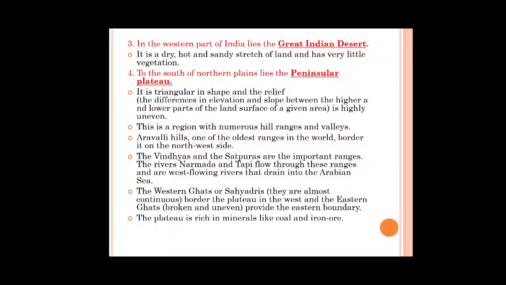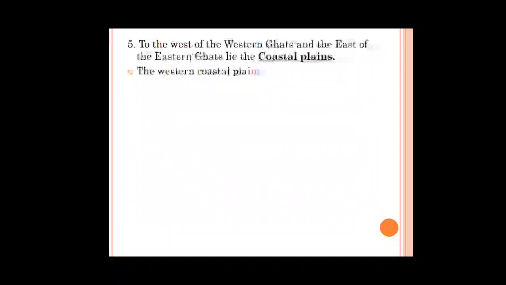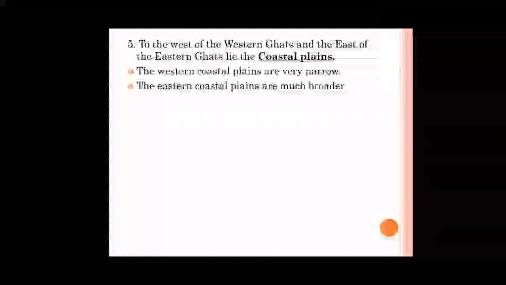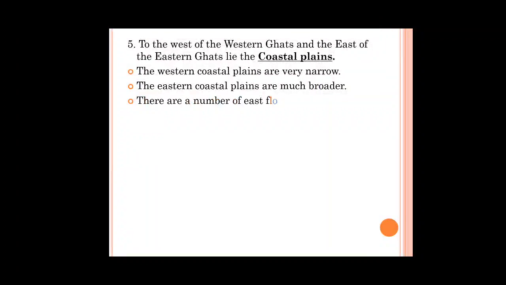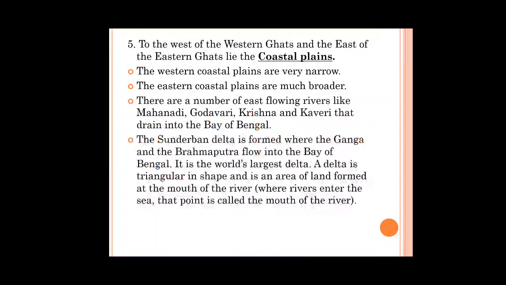There are a number of east flowing rivers. The rivers like Mahanadi, Godavari, Krishna, and Kaveri drain into the Bay of Bengal. These rivers have formed fertile deltas at their mouth. The Sundarban Delta is formed where the Ganga and Brahmaputra flow into the Bay of Bengal. And you can refer page number 50 for India physical map.